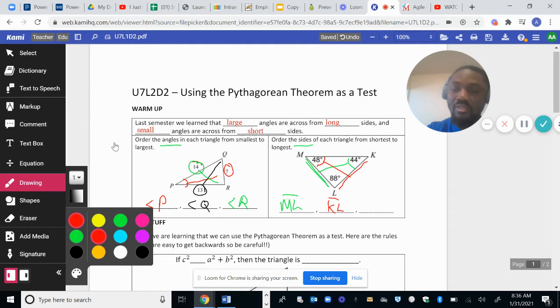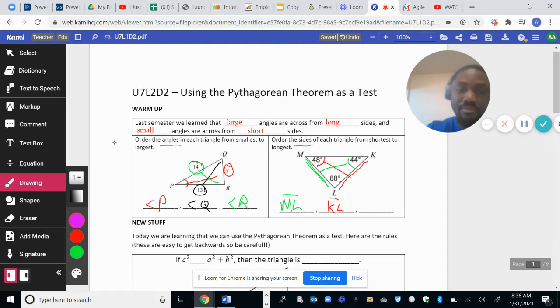And the last one is the biggest, and the biggest angle is 88. The side across is MK or KM. So this is how it goes. The large angles are across from the long sides and the small angles are across from short sides, okay?